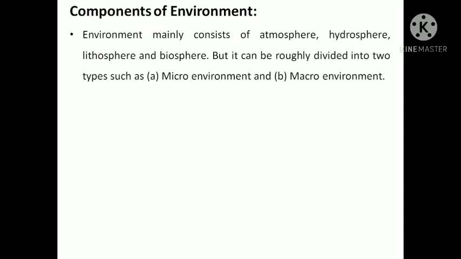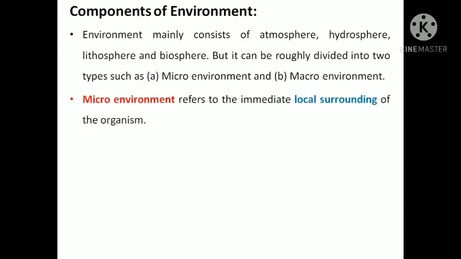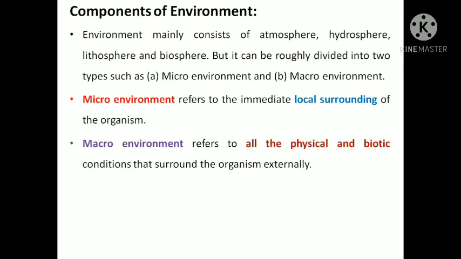Now, what are the components of environment? Generally, we study that atmosphere, hydrosphere, lithosphere and biosphere are the components, but roughly we can divide it into micro and macro environment. Micro environment refers to the immediate local surroundings of the organism, while macro environment refers to all the physical and biotic conditions that surround the organism externally.